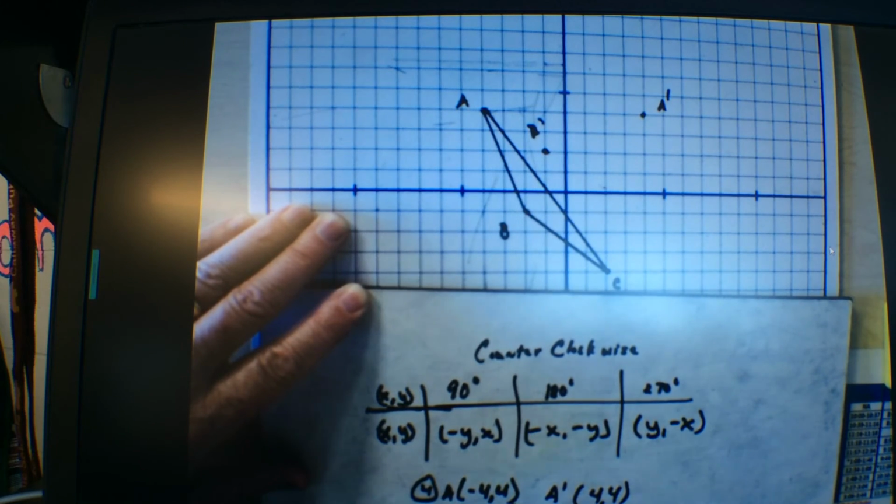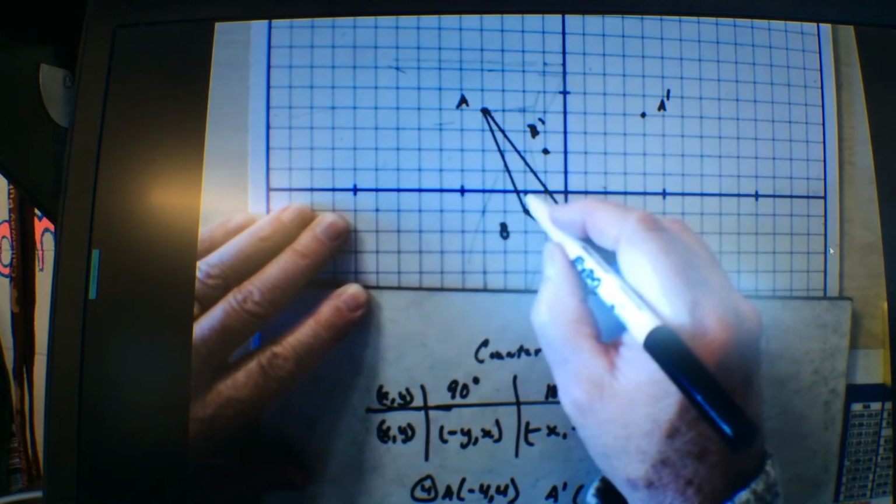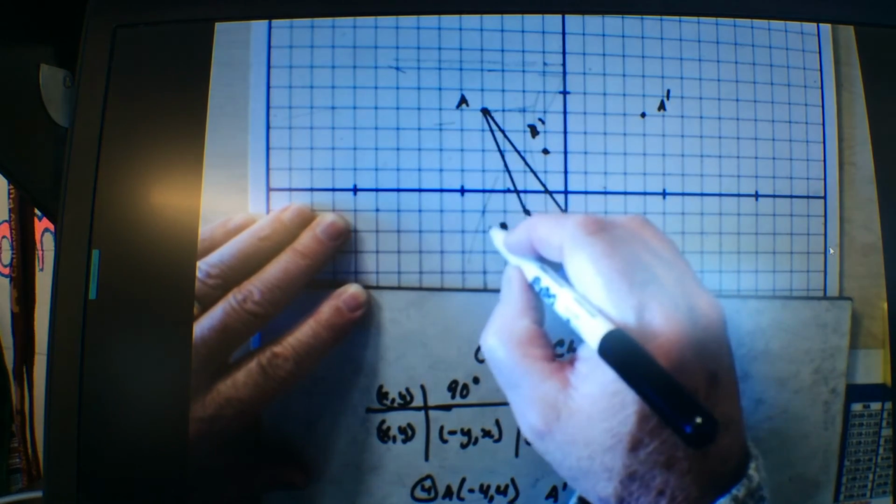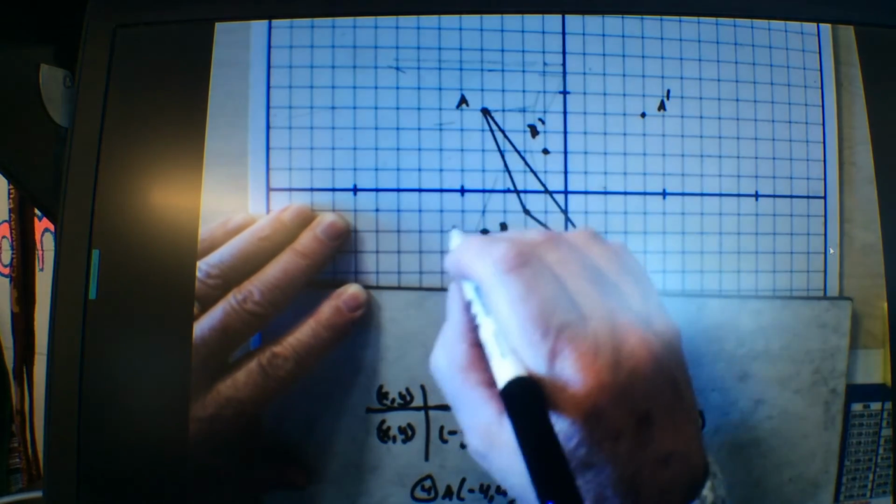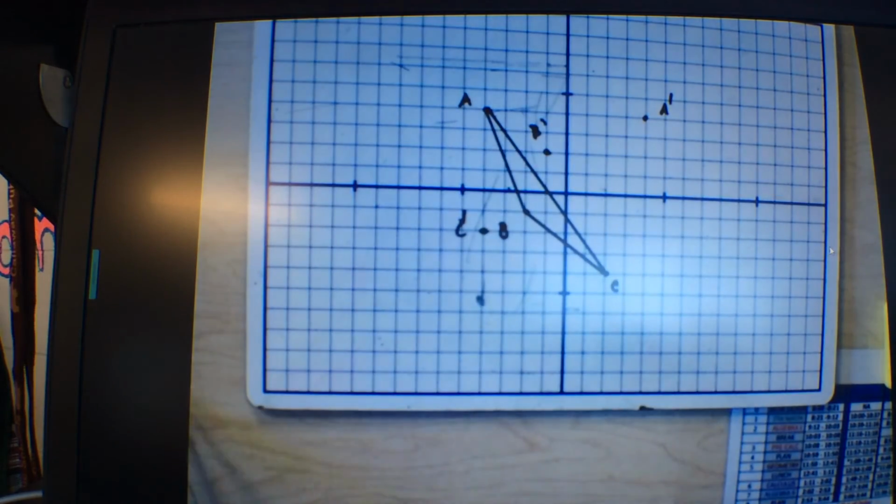And C prime is, I switch, the X becomes negative 4, the Y becomes first, and then negative 2, correct? So negative 4, 1, 2, 3, 4, and then down to 2. And that's C prime. So I go back to my graph, and I graph it.